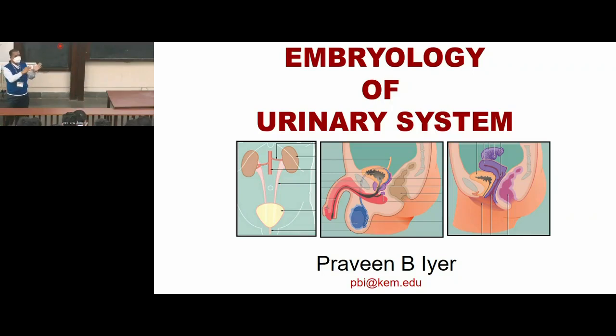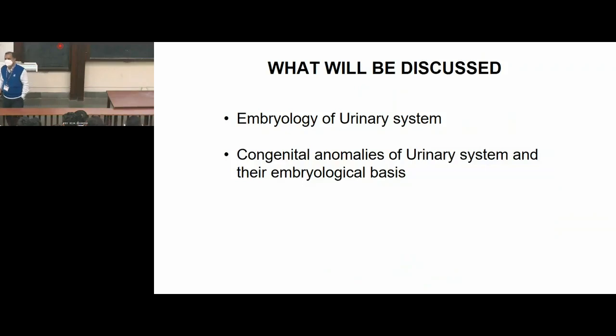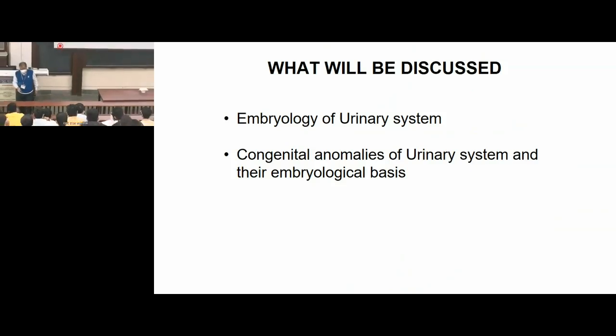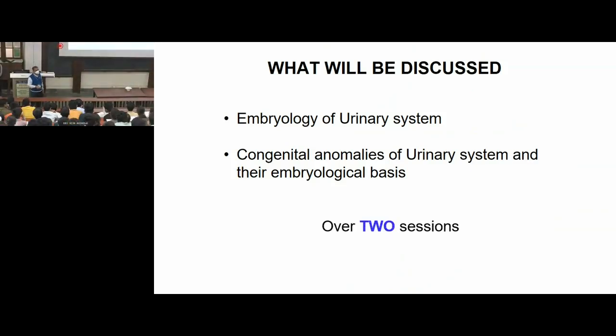Development of the urinary system and reproductive system generally go hand in hand, so together they are called the urogenital system. There will be around 4 sessions on the urogenital system, of which in 2 we will be discussing the urinary system and in the remaining 2 the reproductive system, male and female. So what will be discussed is embryology of the urinary system and congenital anomalies of the urinary system and their embryological basis over the next 2 sessions.